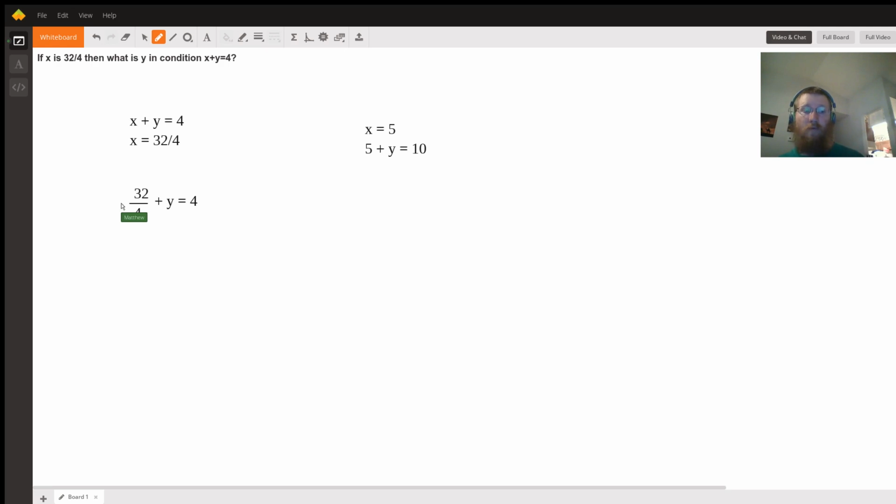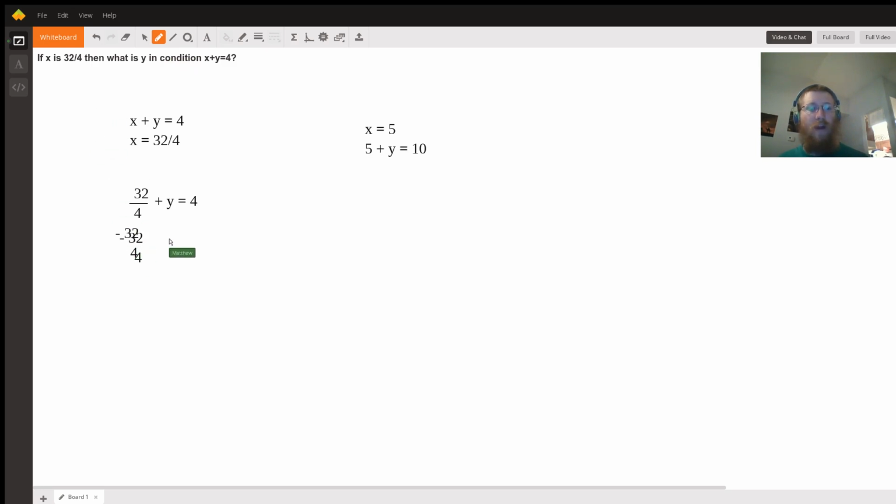It depends on whatever the sign is. If it's got a negative sign, we need to add it. If it's got a positive sign or no sign, that means it's positive. We need to subtract it. So if we said minus 32 over 4, and you have to excuse me if I'm a little confusing. It's kind of late here.